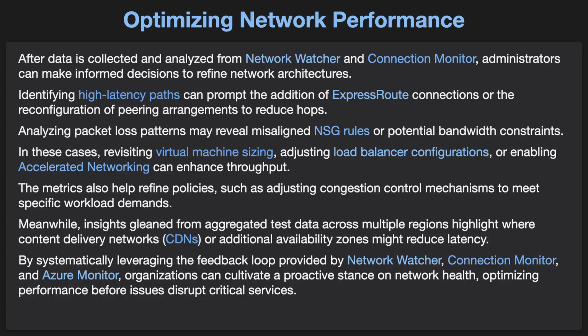Meanwhile, insights gleaned from aggregated test data across multiple regions highlight where content delivery networks, CDNs, or additional availability zones might reduce latency. By systematically leveraging the feedback loop provided by Network Watcher, Connection Monitor, and Azure Monitor, organizations can cultivate a proactive stance on network health, optimizing performance before issues disrupt critical services.